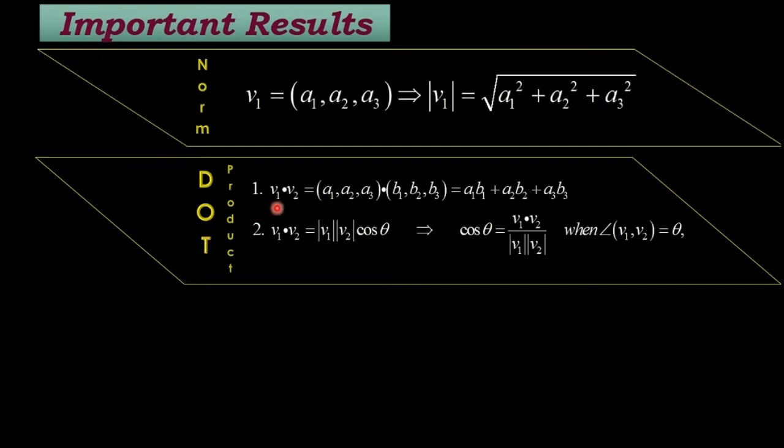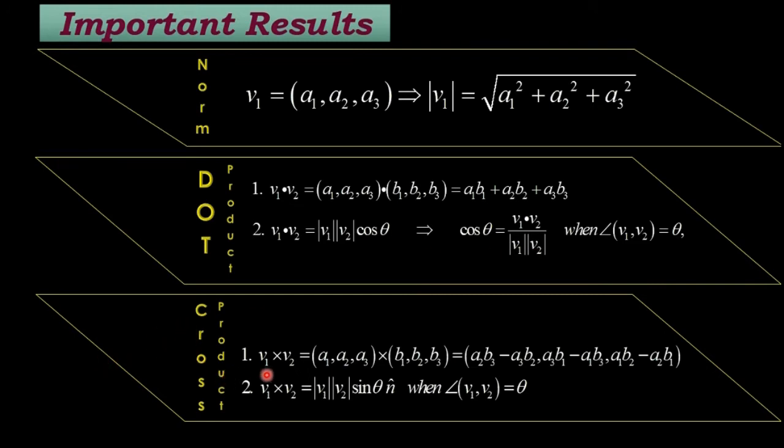Dot product between two vectors v1 and v2 is equal to (a1, a2, a3) dot (b1, b2, b3) is equal to a1 b1 plus a2 b2 plus a3 b3. If the angle between two vectors v1 and v2 is theta, then the dot product between v1 and v2 is equal to norm of v1 into norm of v2 into cos theta. Using this result, we can find the value of cos theta is equal to v1 dot v2 divided by norm of v1 into norm of v2.